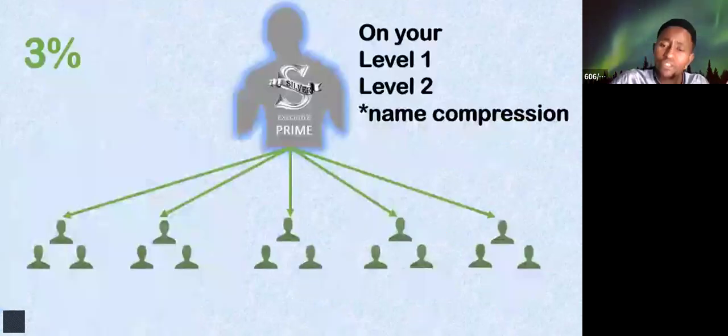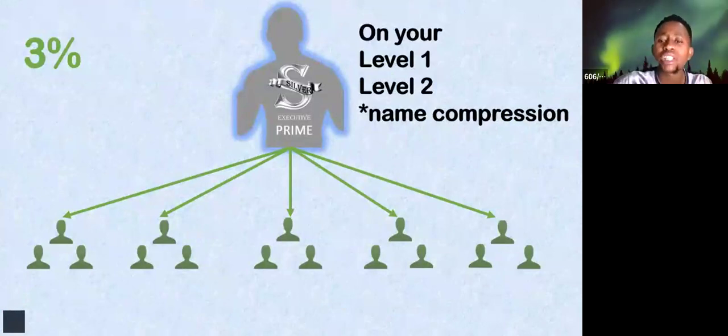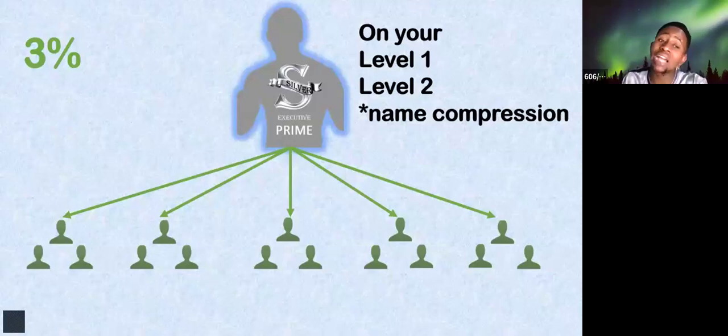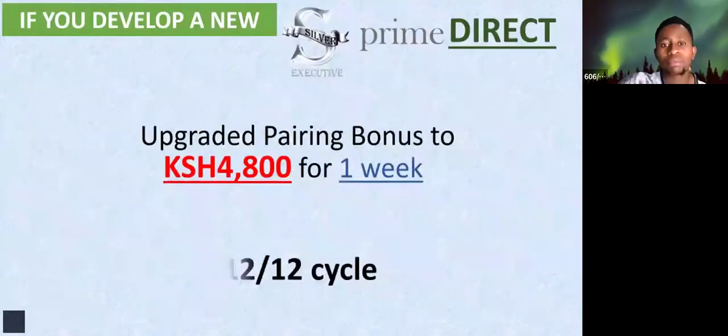So if you hit that prime position, what is the advantage of hitting a prime position? You're going to earn 3% more on your first and your second level, with dynamic compression. So if you're a silver executive, instead of earning 10% in Stairstep and Uni-Level, you earn 13%. If you're a gold executive, you earn 23%. You understand what I'm talking about?